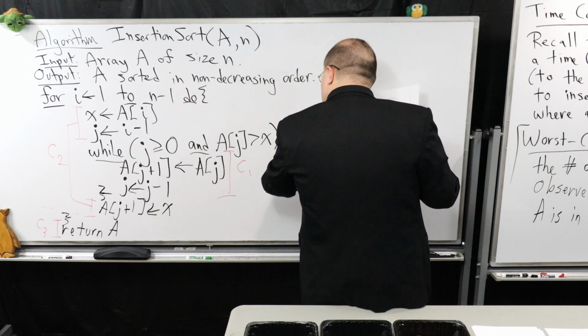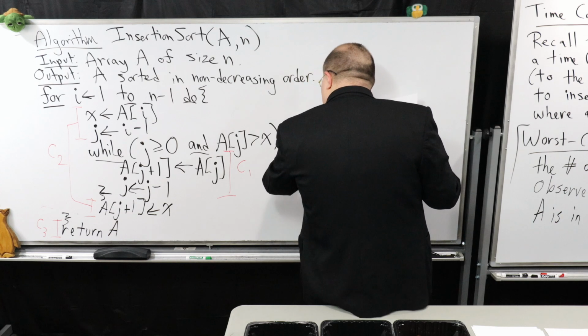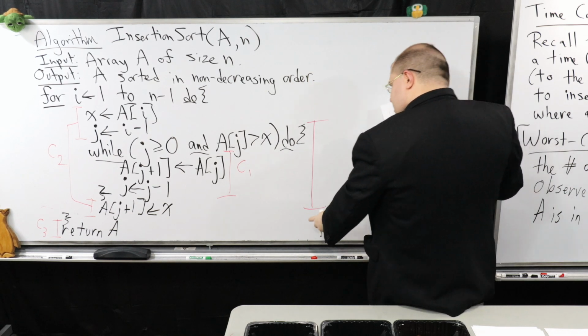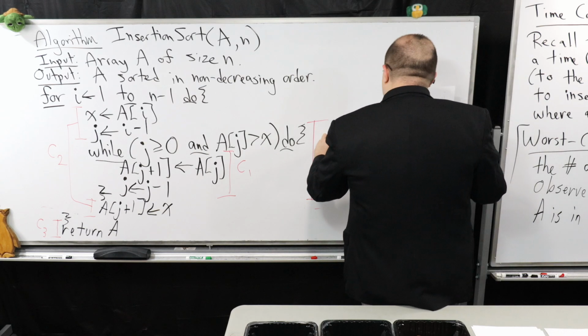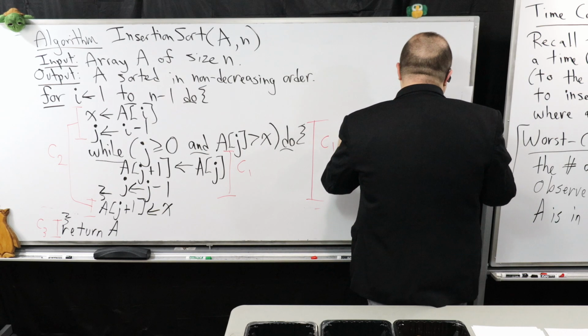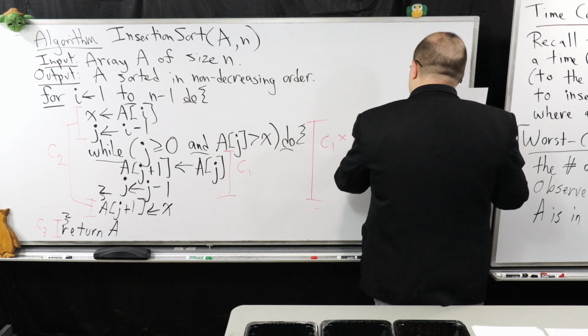So if I were to count up all the operations associated with this while loop, this would be C1 times the number of iterations of the while loop.